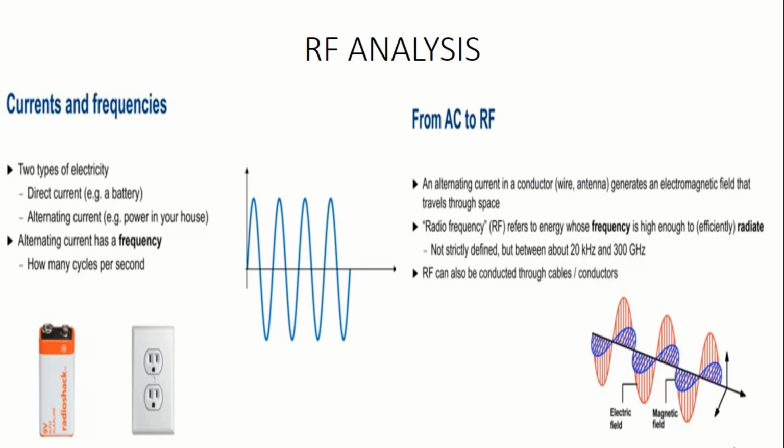RF, or radio frequency, is not strictly defined, but it can vary from 20 kilohertz to 300 gigahertz. Kilo is 10 power 3, giga is 10 power 9. RF signals can be conducted through cables or conductors. In electromagnetic fields, we have seen that they can travel through space, where the electric field and magnetic field are perpendicular to each other.